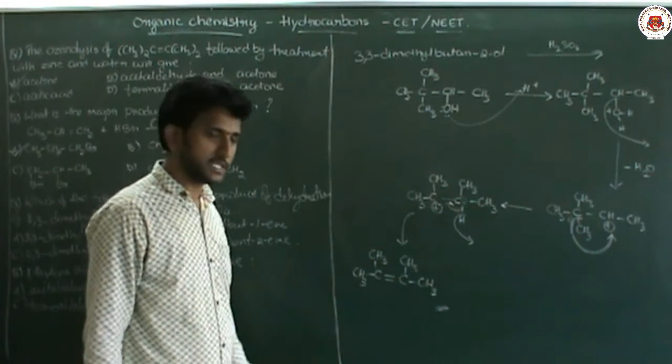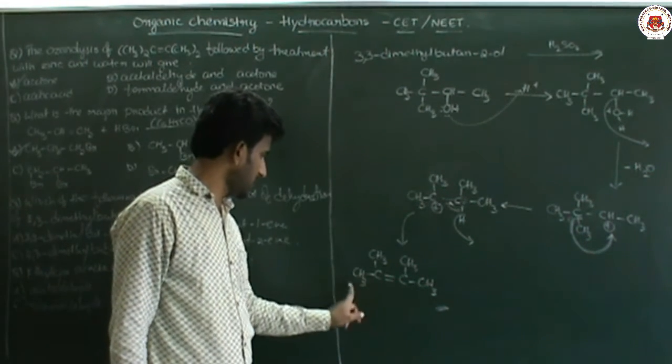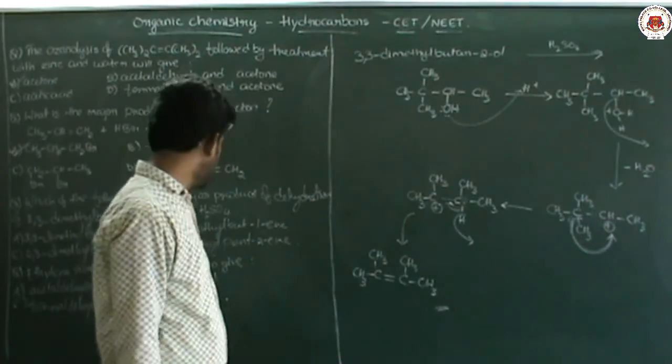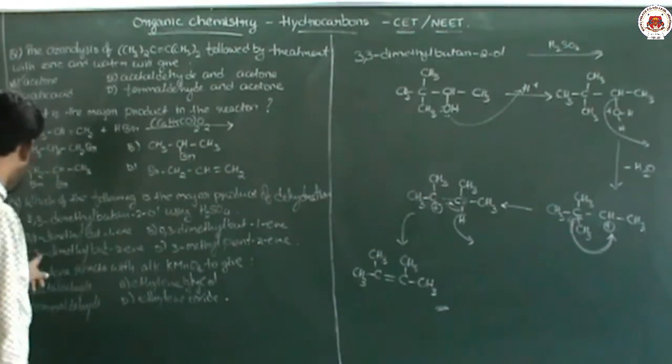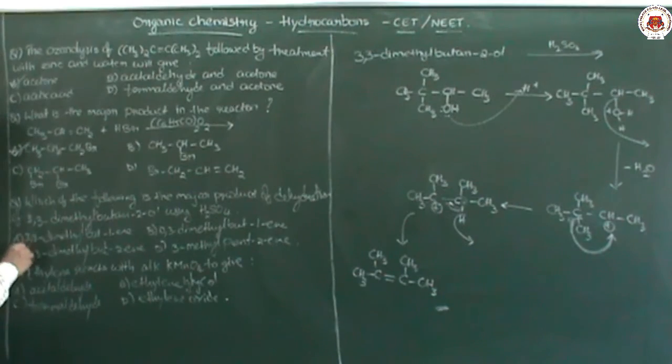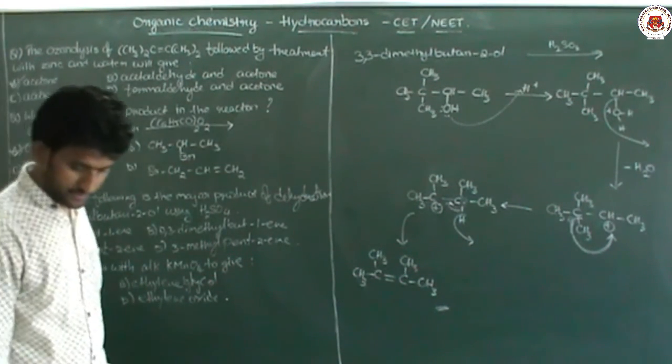Now what is the name of this alkene? 1, 2, 3, 4. 2,3-dimethyl-2-butene. That is option C. Option C.